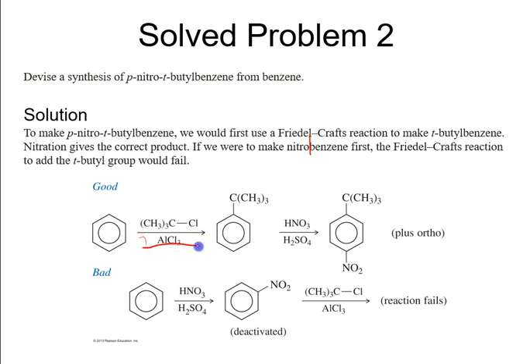First, you're putting on your ortho-para group. This is ortho-para, plus you have a tert-butyl group. This thing is going para. It says plus ortho, but I would say that that is less than 1% ortho. If you put the nitro on first, nitro is deactivating, plus it's a meta-director, so it's going to direct it at this position right here. Okay, so there you go.